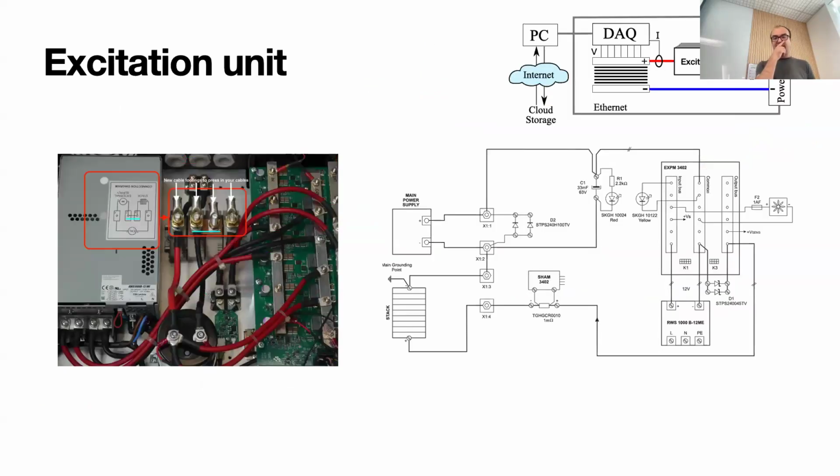So let's go into details about the excitation unit that we're using. It is a machine that on one side connects the external power supply that provides the main power in the circuit, and on the other side we connect the stack.